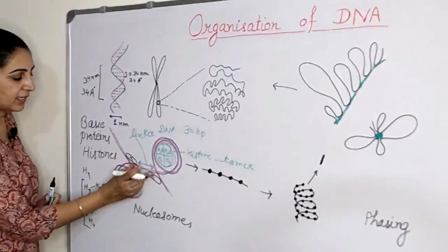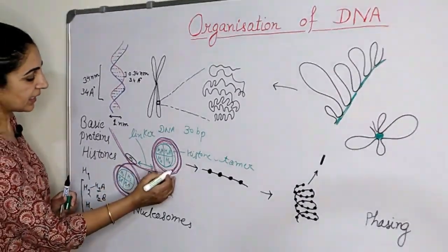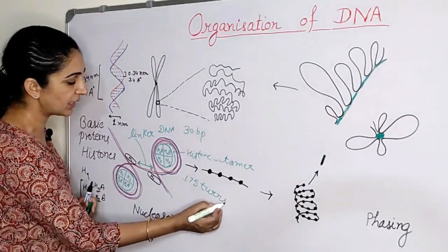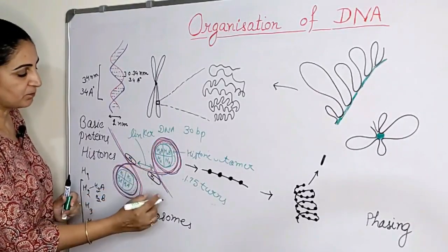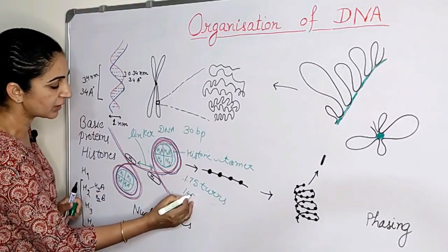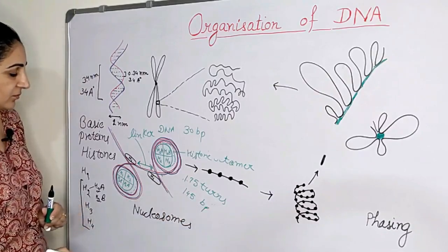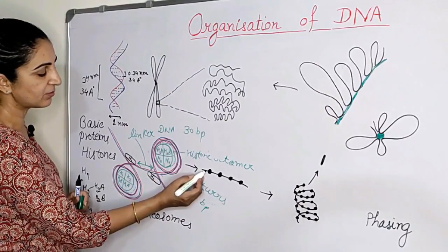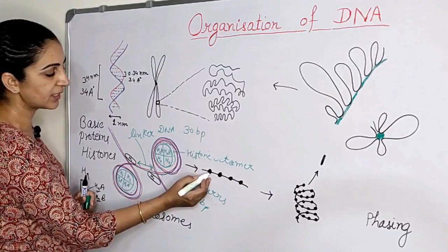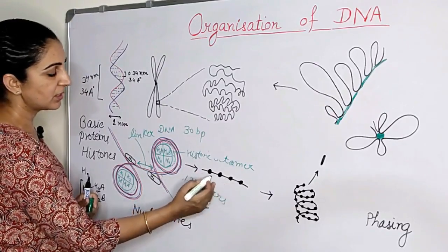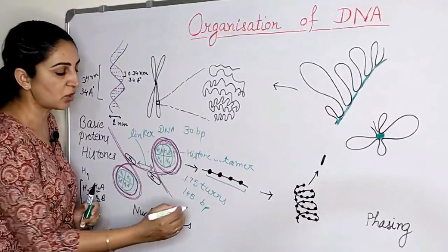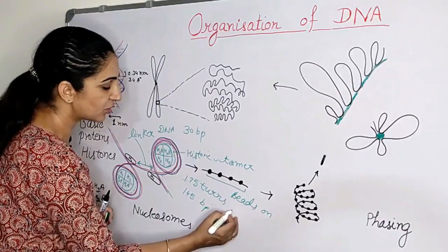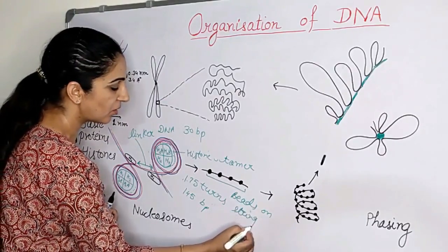This is linker DNA. It has got around 30 base pairs, and these 1.75 turns of DNA double helix around the histone proteins have around 145 base pairs. So ultimately you get a structure like this. If this is DNA double helix, these are the nucleosomes, this is linker DNA, nucleosomes, linker DNA, nucleosomes, and you get this structure which is called beads on string appearance of DNA.